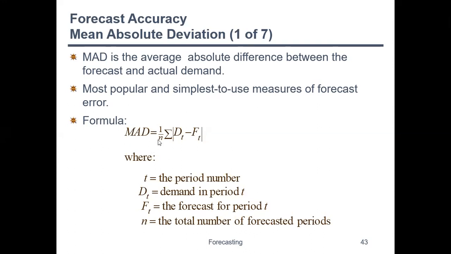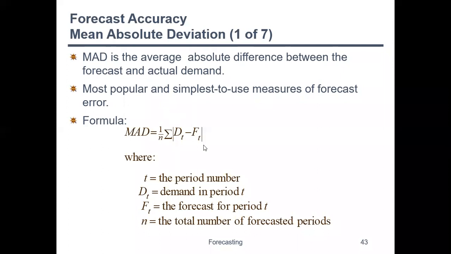Now the MAD is given as 1 divided by n, summation, the modulus of dt minus ft. These signs we call the modulus. That is what takes the absolute value of any negative value. The t is the period number. The dt is the demand in that period. The ft is the forecast for that period. The n is the total number of forecasted periods.